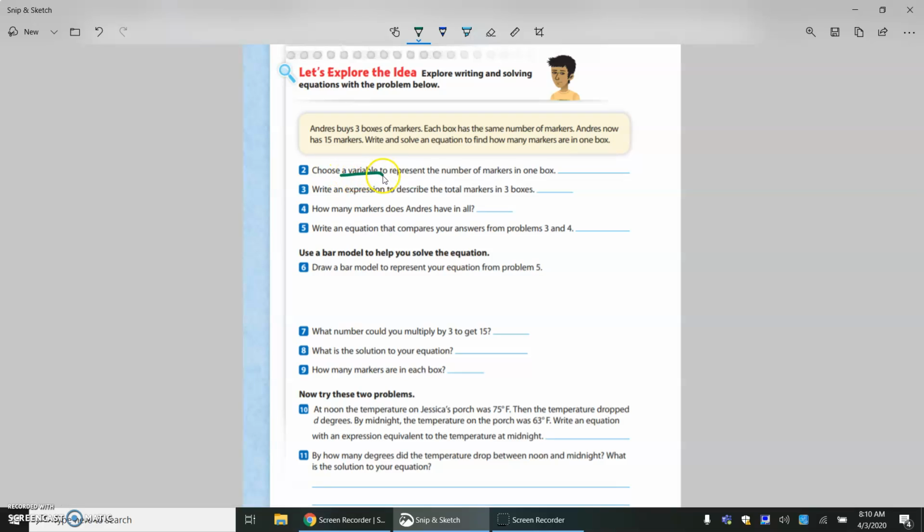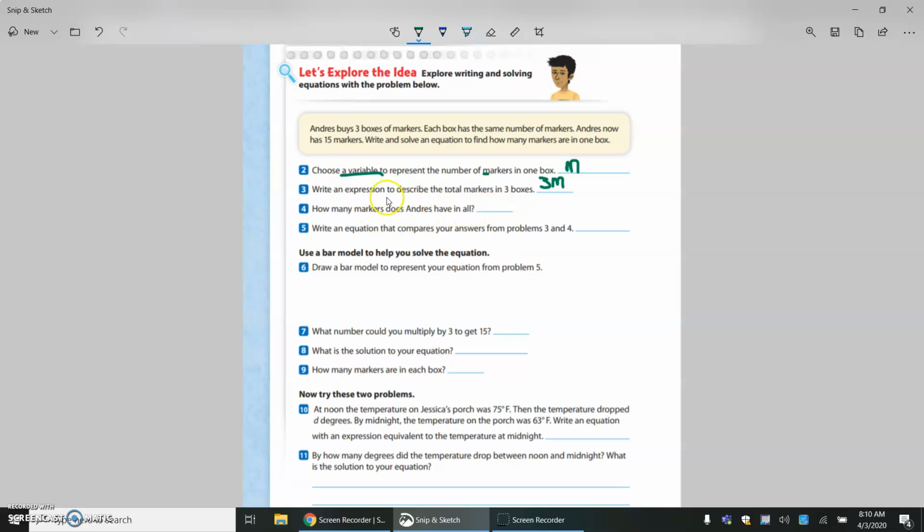Okay, choose a variable to represent the number of markers in one box. So they want us to pick a letter. We could just use M, right, for marker. So put M there. Oh, that M is looking a little bit sad on that side. Write an expression to describe the total number of markers in 3 boxes. So we know we have 3 boxes, but we don't know the amount of markers in each box.